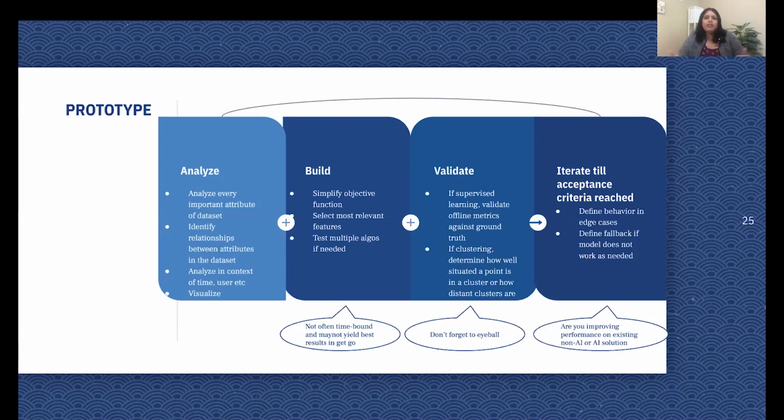Next part is building. You simplify an objective function, whether it's predicting the number of saves or visits. You select the most relevant features. And then you start testing multiple algorithms if needed, as part of the ensemble learning that we discussed. Now you have to remember that this part is not often time bound, and it may not yield the best result in the first iteration. So keep that in mind.